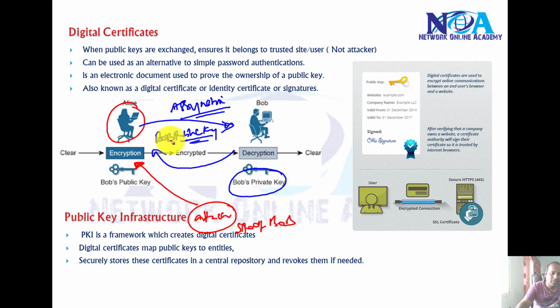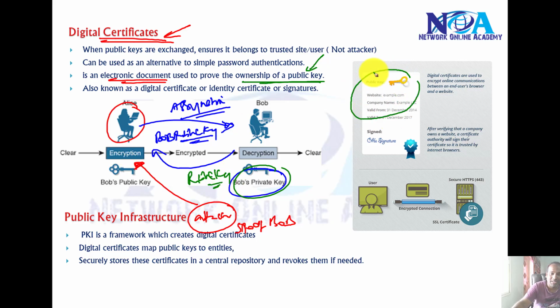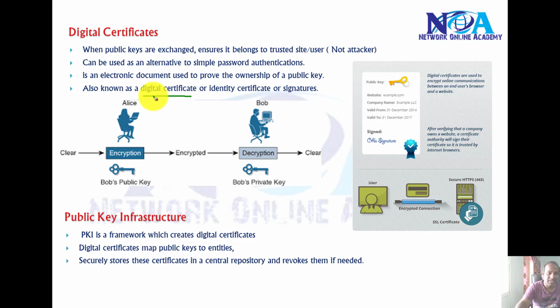So to prevent this kind of asymmetric algorithm attack, we can use something called digital certificates. Digital certificates are nothing but electronic documents which are used to verify the ownership of that public key. Which means when Bob is sharing the public key with the first user, that particular public key is signed or its ownership is verified. It says the public key issued by so and so user belongs to whom. It's something like verified. Technically we can call them digital certificates or identity certificates or signatures.